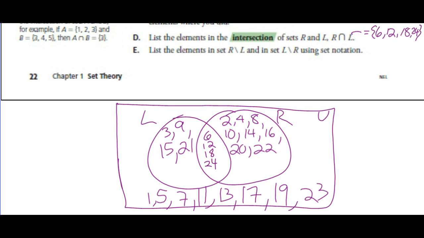List the elements in R slash L. This slash means minus. So this is set R, but take away anything that's in L. Another way to say this is only in set R. You're not going to see this on the diploma. They're not going to give you R slash L, R minus L. In the book you'll see it. Might throw it on the quiz. But instead of saying that, they will say, list the elements that are only in set R. So R minus L is only R. So what's only in R?